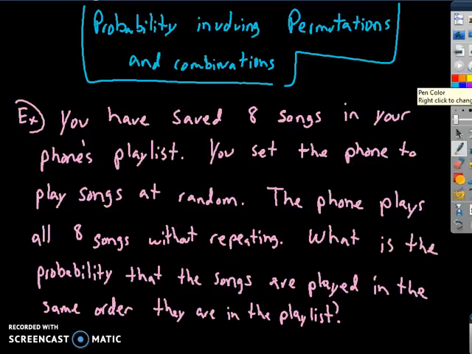All right, new example. This is probability involving permutations and combinations. So this is the question. You have saved 8 songs in your phone's playlist. You set the phone to play songs at random. The phone plays all 8 songs without repeating. What is the probability that the songs are played in the same order they are in the playlist?